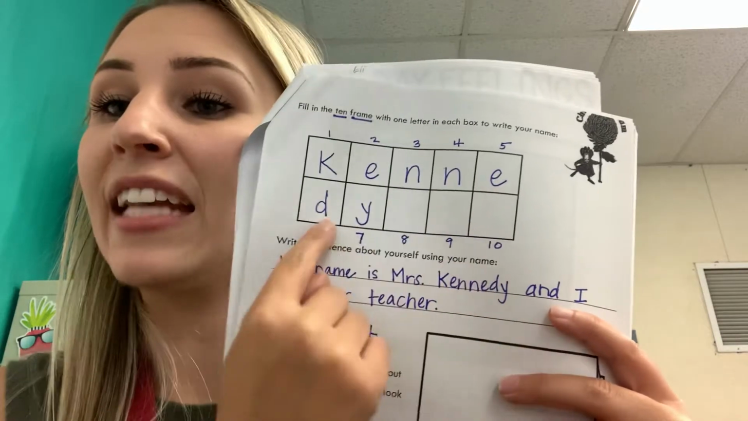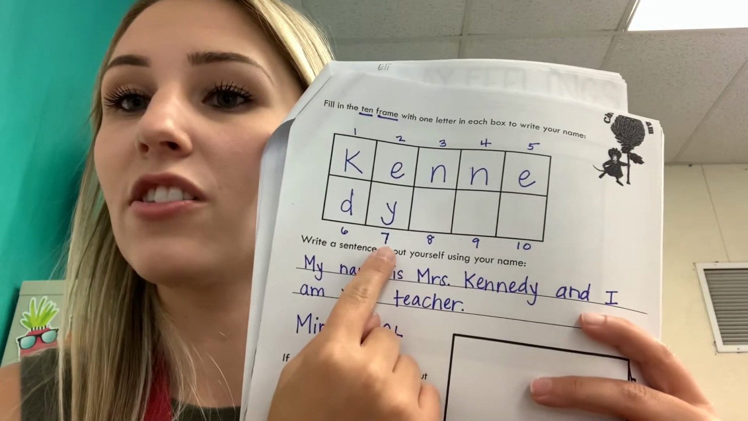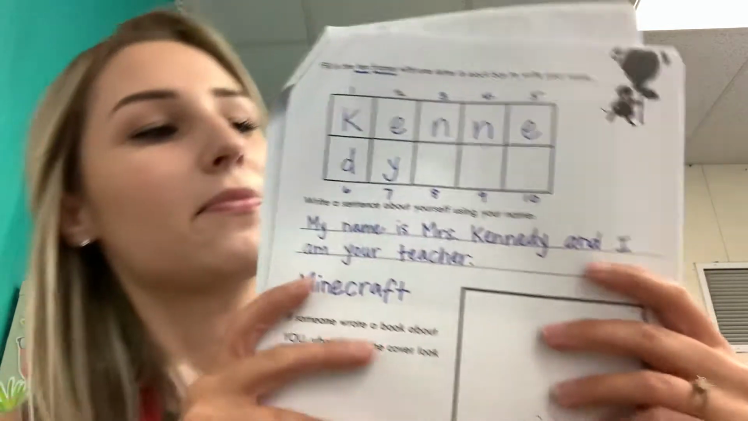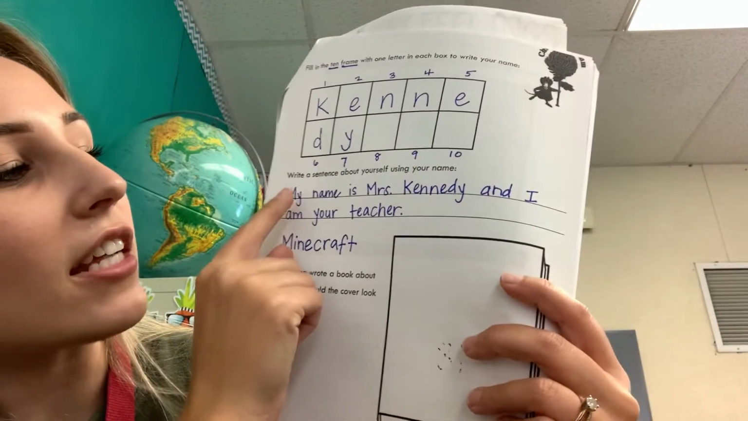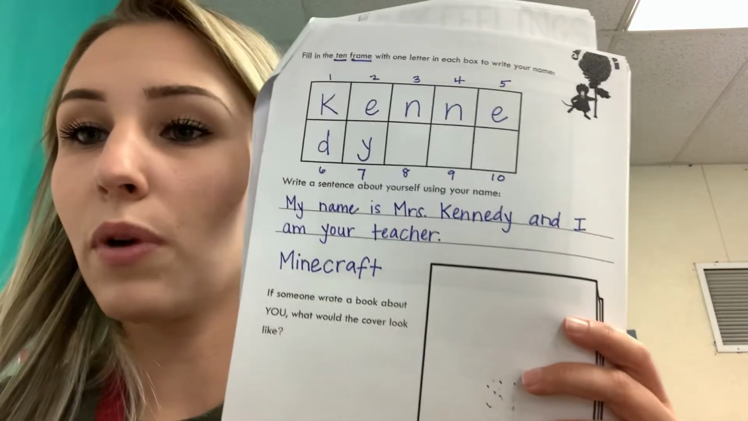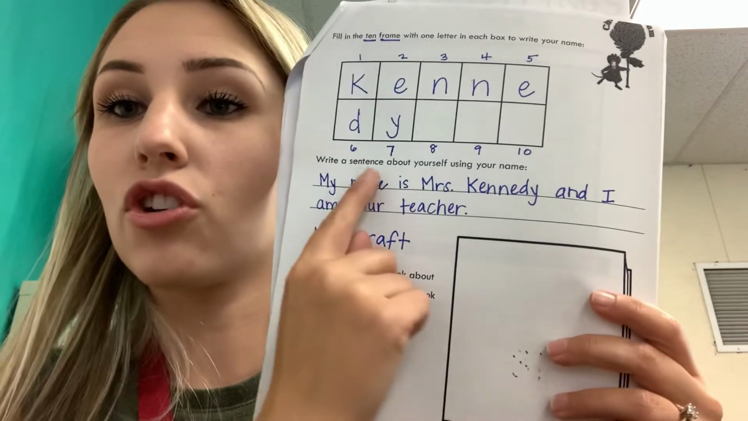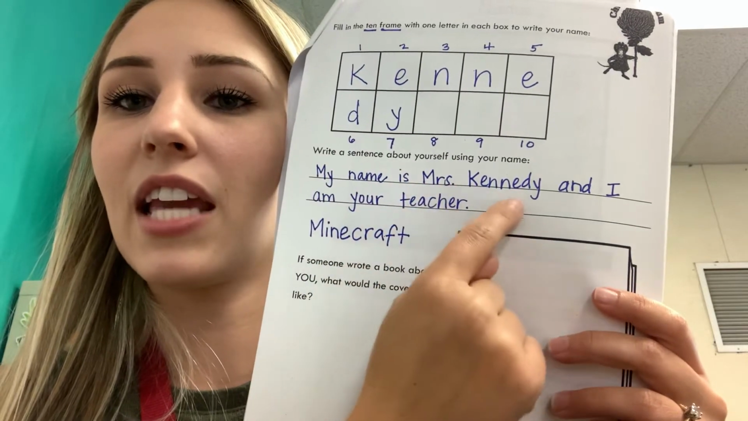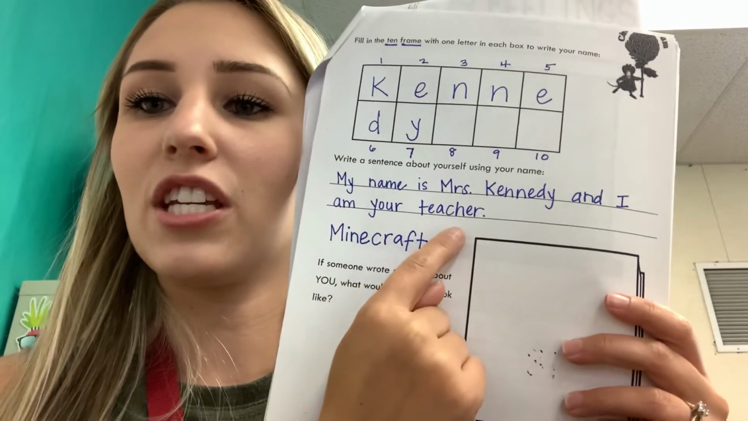So I did Kennedy, which had 7 letters, and we talked about how many letters were either in our first or our last name. And then down here, it says, write a sentence about yourself using your name. So everyone wrote a sentence using their name. Make sure you use your name in the sentence. I said, my name is Mrs. Kennedy, and I am your teacher.